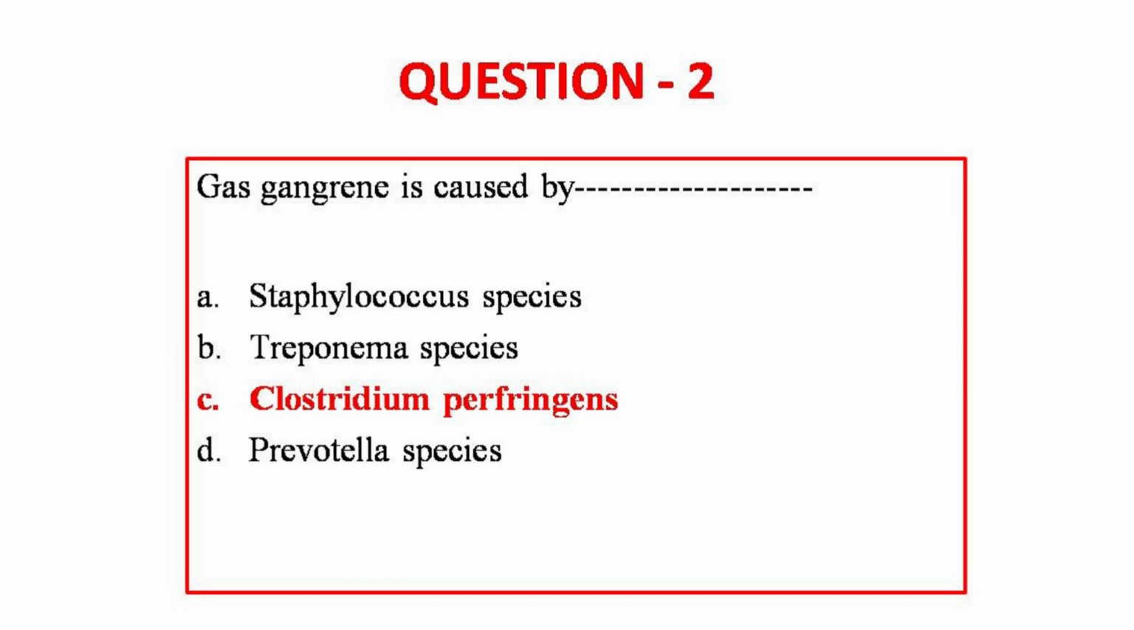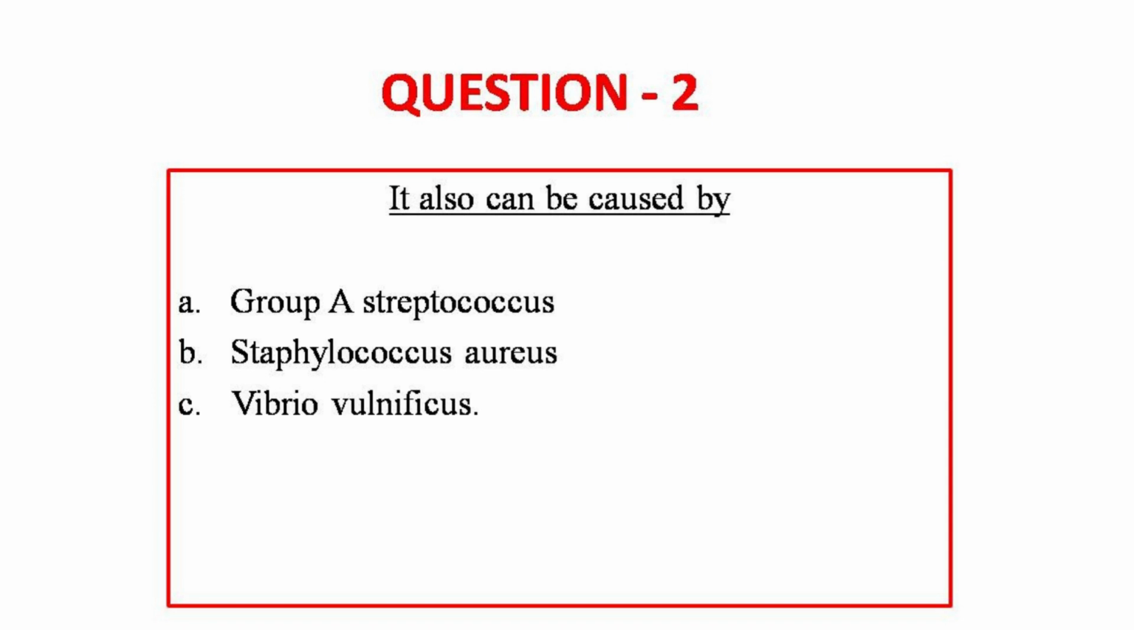See, Staphylococcus causes other infections, Treponema is syphilis, and Prevotella species causes caries as well. So you should know which organism causes what. Only then can you mention Clostridium perfringens for gas gangrene. Gas gangrene can also be caused by these three organisms: group A Streptococcus, Staphylococcus aureus, and Vibrio vulnificus. But still, the most common is Clostridium perfringens.